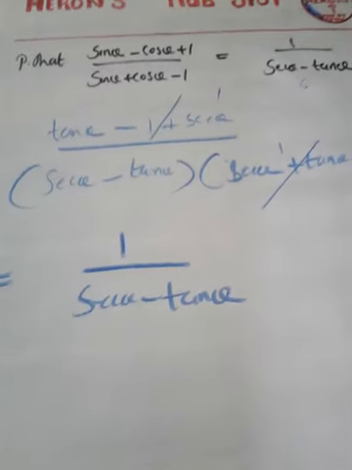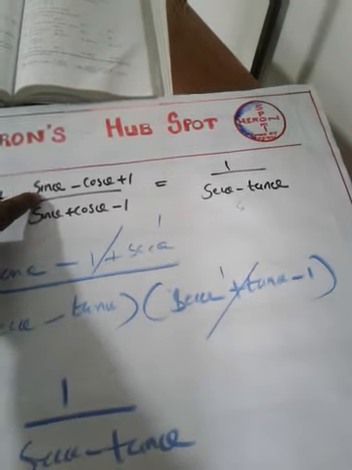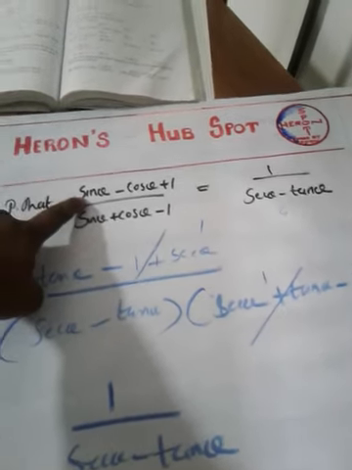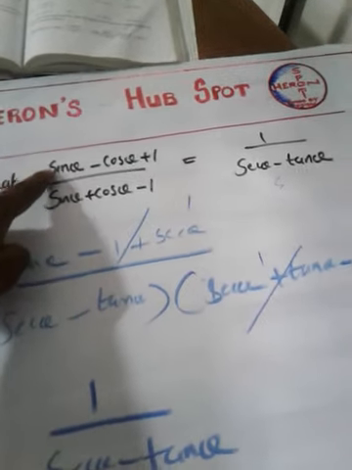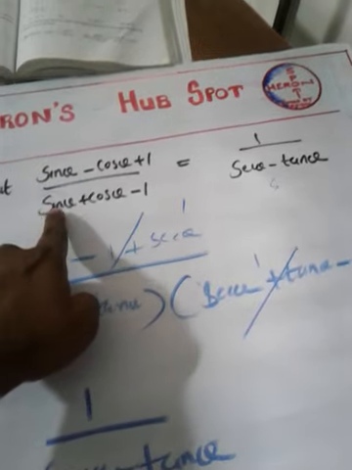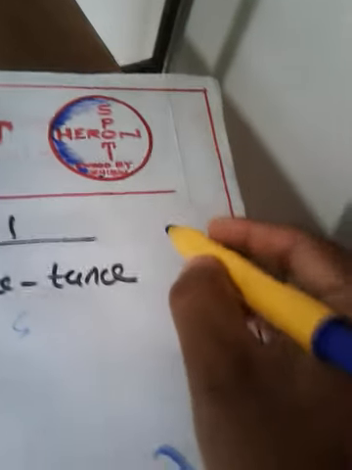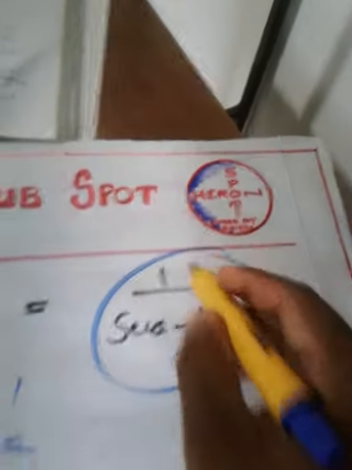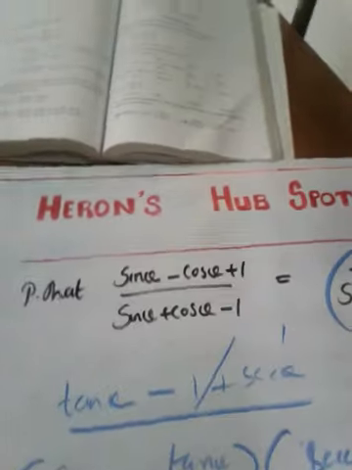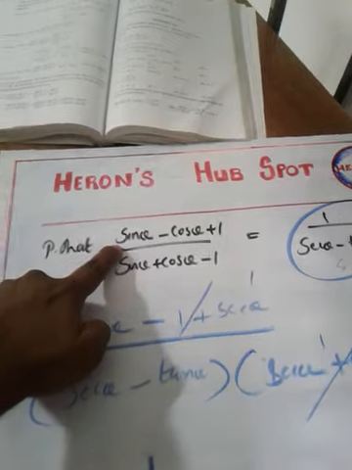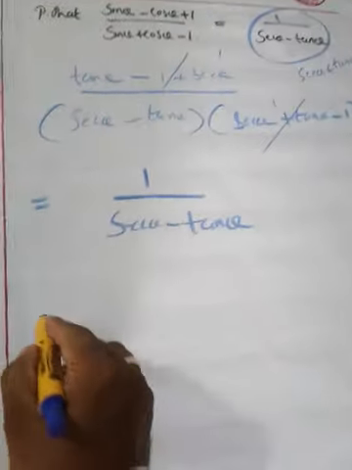Maybe in the board exam they may ask a question like: prove that (sin theta minus cos theta plus 1) divided by (sin theta plus cos theta minus 1) is equal to, instead of this, sometimes they may ask, prove that sec theta plus tan theta. That means you can expect a question like this. This is your activity. You have to write a question like this.